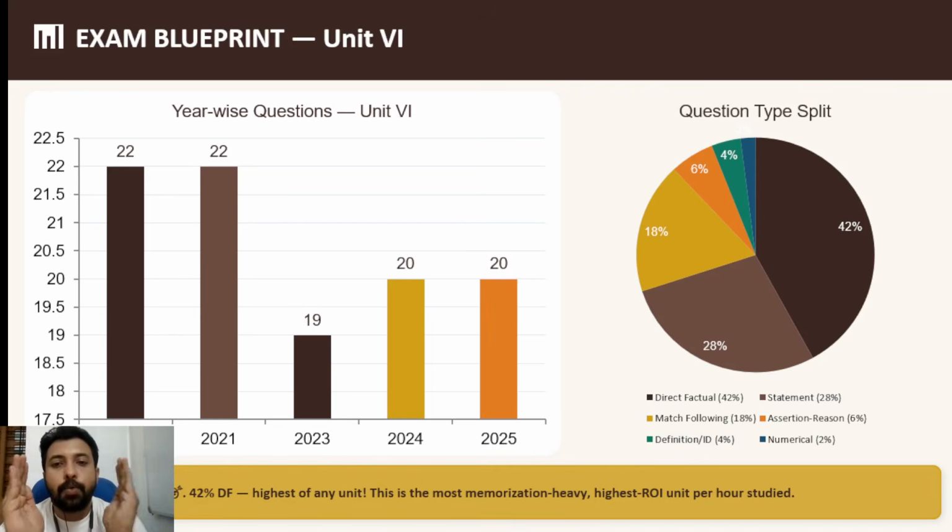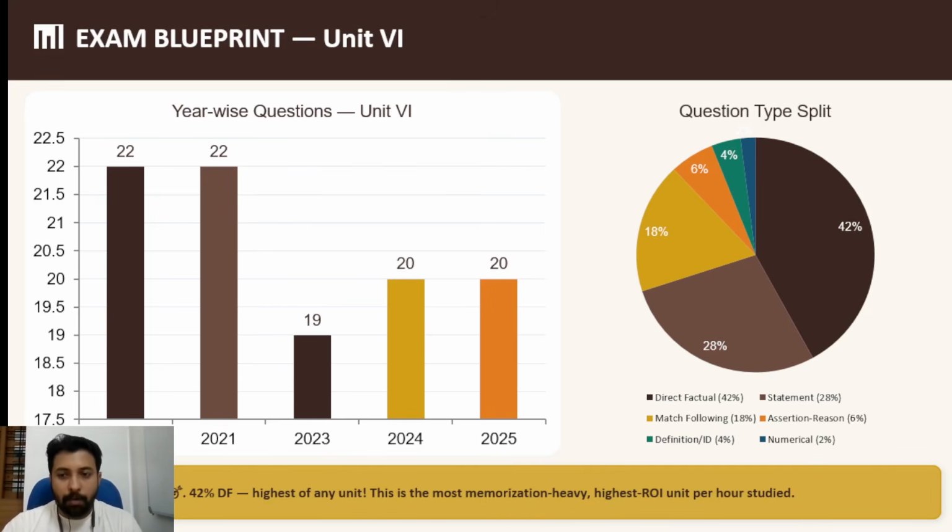In that, for unit 6 consequently every year there were more than 20 questions. Only in 2023 you can see that it is just 19. Compared to all other areas of seed technology, the exam blueprint shows that more than 20 questions have been there from this section till last year.